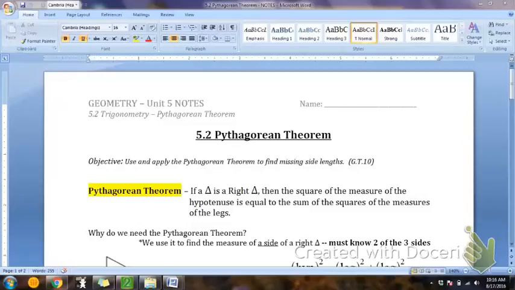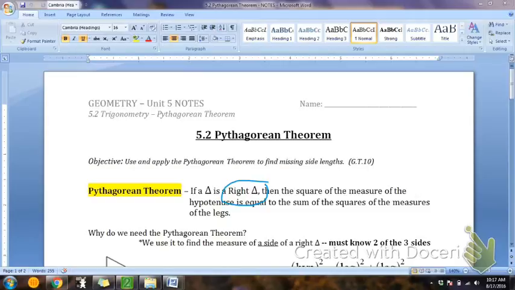All right. Okay, Pythagorean Theorem. We're going to use the Pythagorean Theorem when we have a right triangle. So you see that definition there says, if a triangle is a right triangle, then the square of the measure of the hypotenuse is equal to the sum of the squares of the measures of the legs. Wow, that sounds exciting. So let's look at this a little bit more. We're going to use the Pythagorean Theorem when we have a right triangle. So if I were you, I would circle this word right triangle, because you're only going to use this when you have a right triangle.